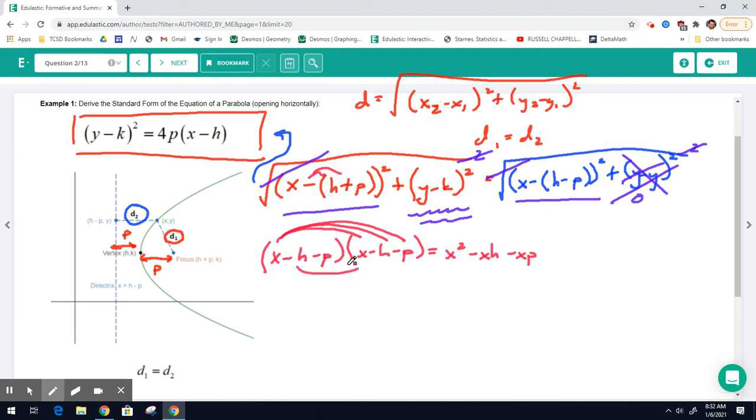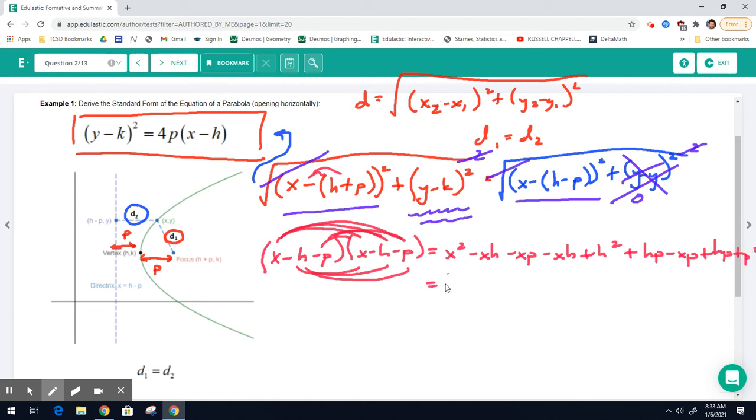Then we'll do the minus h to all three things. So negative h times x is negative xh. Negative h times negative h is positive h squared. Negative h times negative p is positive, and I'll go hp. And now we do the minus p to all three things. Negative p times x is negative xp. Negative p times negative h is positive hp. Negative p times negative p is positive p squared. Hopefully you can see that.